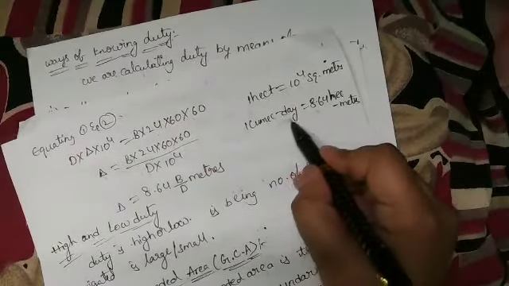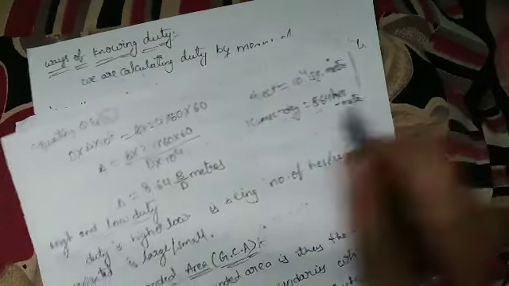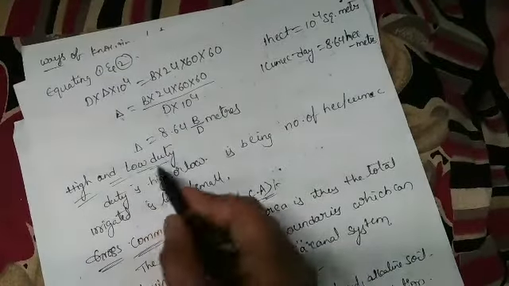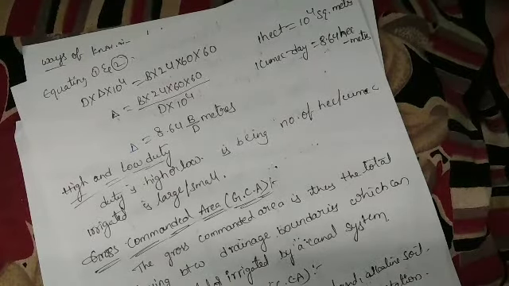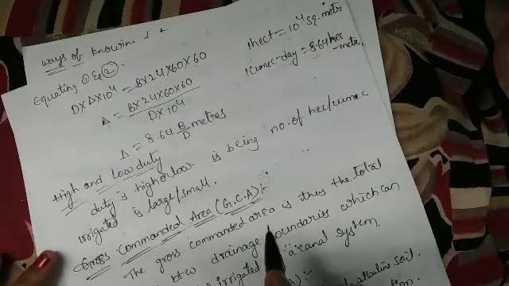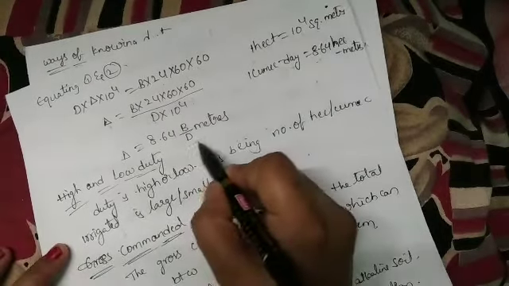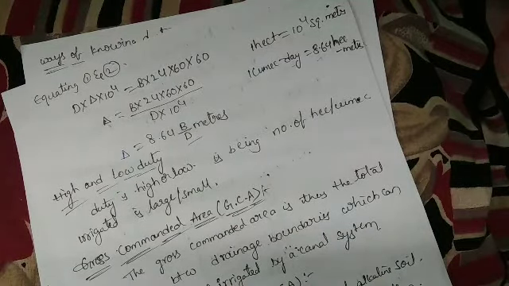Here 1 cubic meter per second equals 8.64 hectares per meter. Whether duty is high or low depends on the large or small area irrigated. So delta equals 8.64 B by D. Here D is the duty and delta is the depth of water.